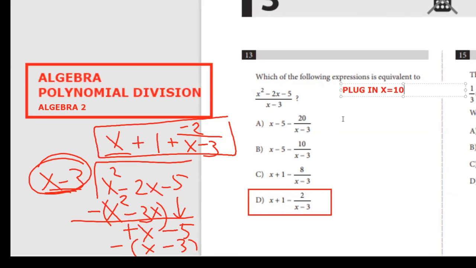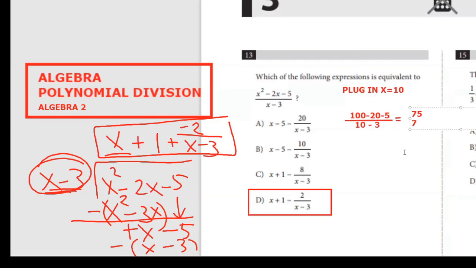So what's the numerator going to be? What's 10 squared? 100. 100 minus 20, minus 5. And then what's the denominator? It'll be 10 minus 3. Oh, okay. So now can you simplify the numerator and denominator? It's going to be hundreds, tens, and ones. It would be 75 over 7.